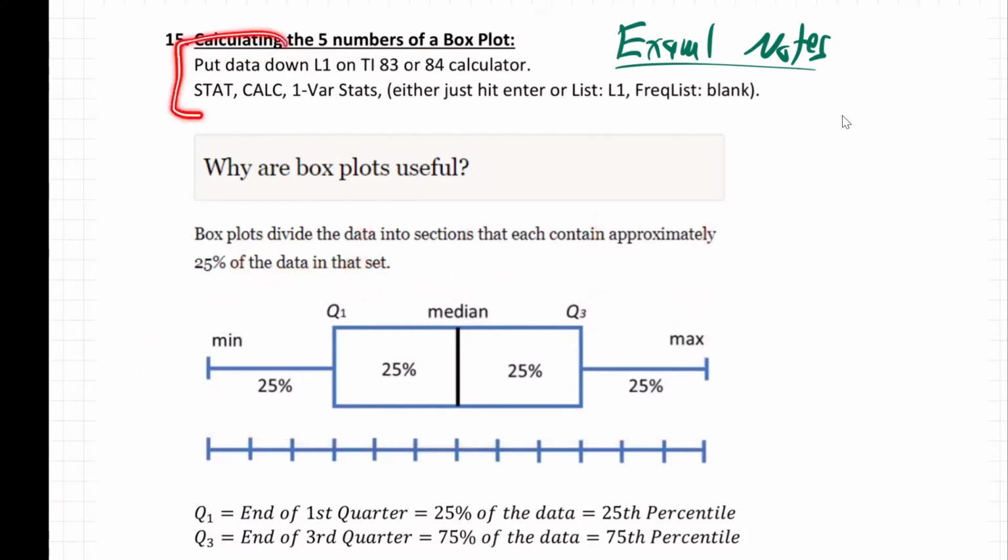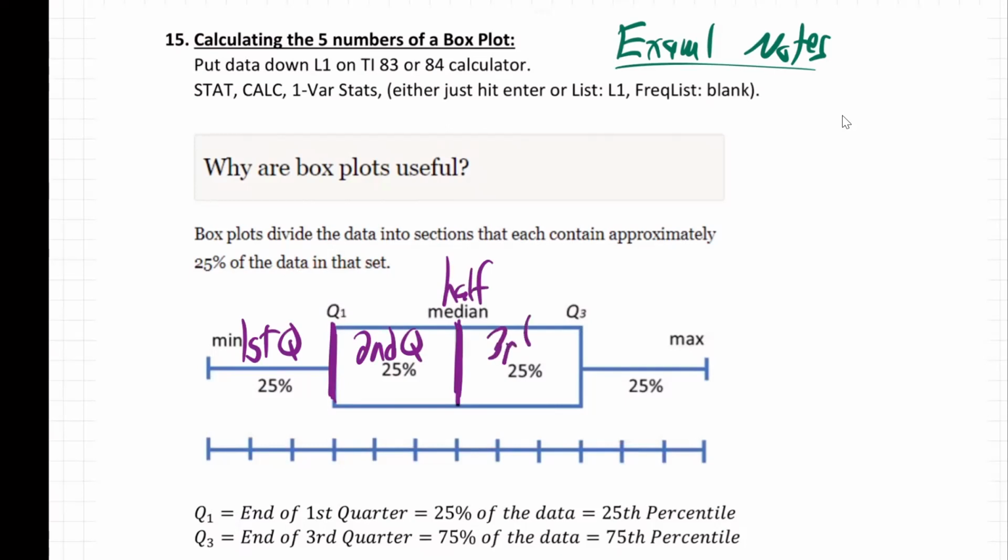We're going to do it on our calculator. First off, what is it? Q1 is the end of the first quarter. See how it says the box plot divides the data into sections that each contain 25% of the data? So it's like a football game or a basketball game. This is the first quarter, and here's the end of the first quarter. Here's the second quarter, the second 25%. Here's the end, which is called halftime, the median, we call it in stats.